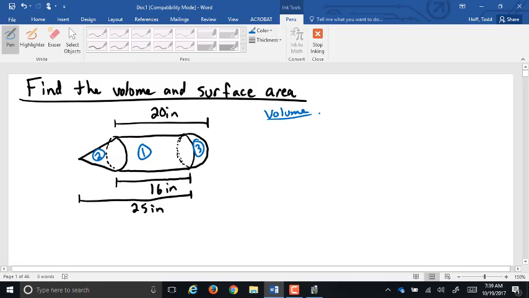Volume of that cylinder is going to start out with the area of a base. The base is this circle here. Can anybody tell me what the radius of that circle is? 4. Where do you get 4 from? Perfect. It's 4 from there to there. So 20 minus 16 gives us 4. So it has to be 4 inches in every direction.